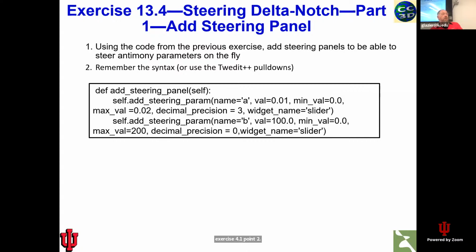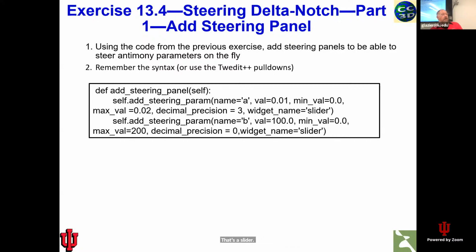And so here's what we want to do. We're going to first create an add steering panel. And this goes in your code just after you've created your tracking fields. And so why don't you try that? And you can just follow along with the code that's on the screen. Again, there should be Twedit pull-down menus that give you this code. So you don't have to type all of it. We're going to add a steering parameter panel for A, that's a slider, and a steering parameter for B, that's a slider.